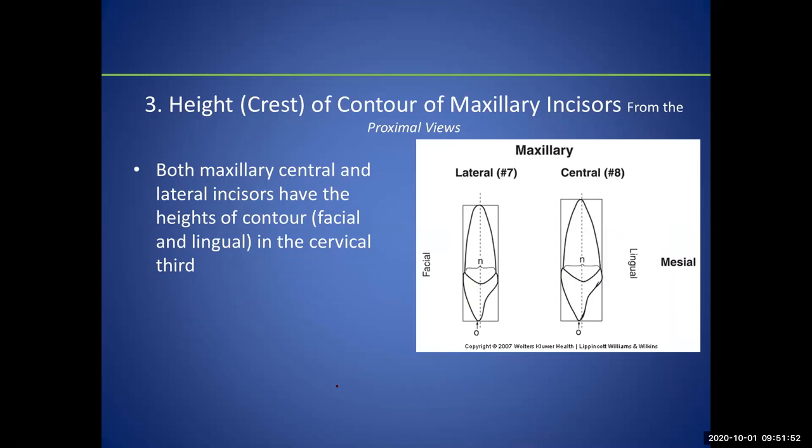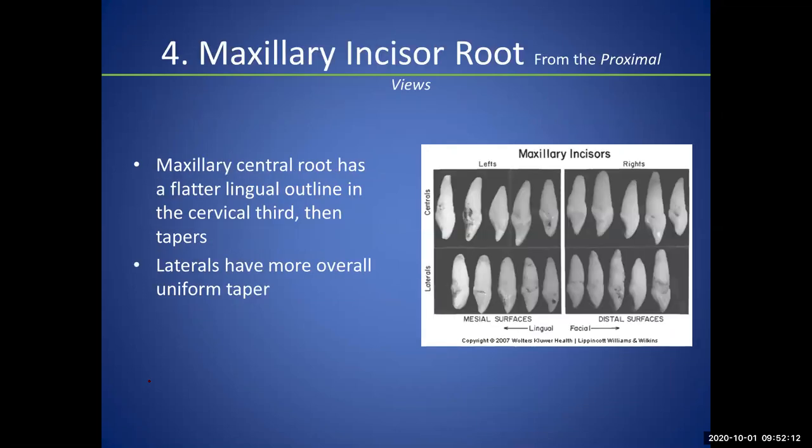Both maxillary central and laterals have their height of contour, the fattest portion of the tooth, in the cervical third. Incisal third, middle third, cervical third. Maxillary central root has a flatter lingual outline. The laterals are more overall uniform in shape. Don't need to know that.